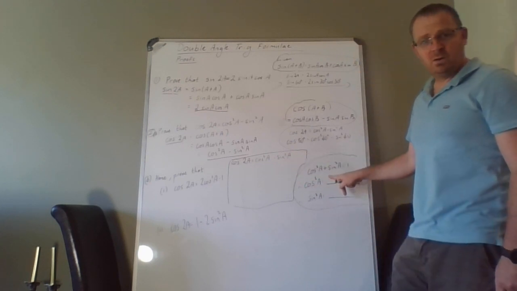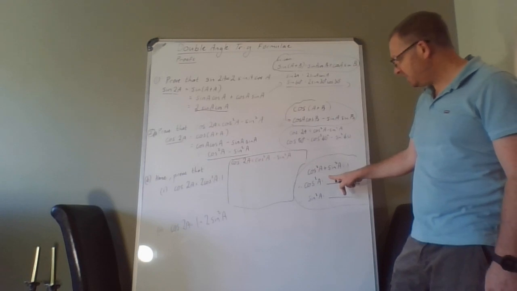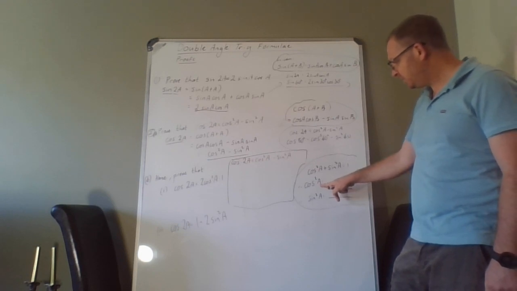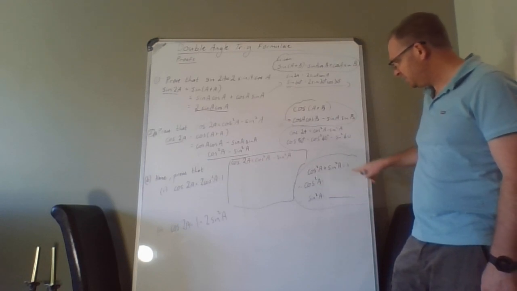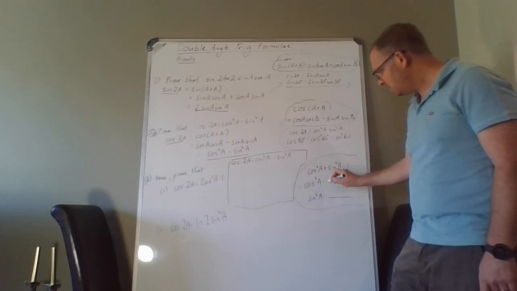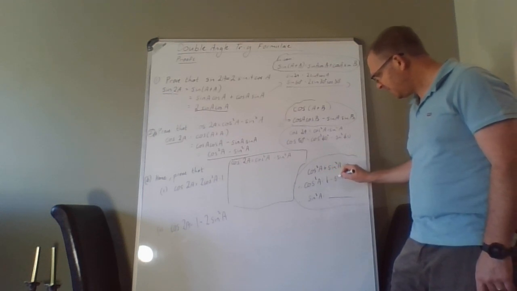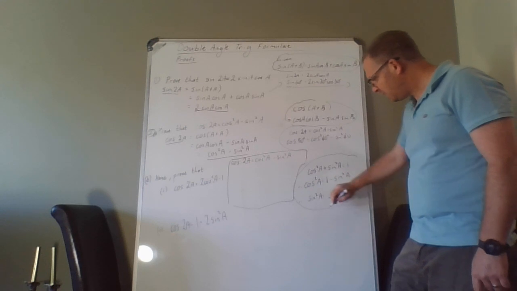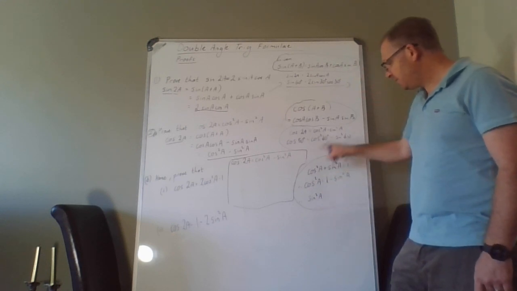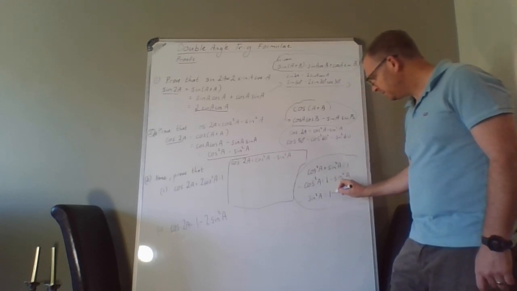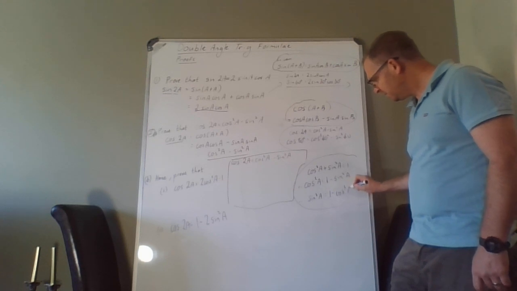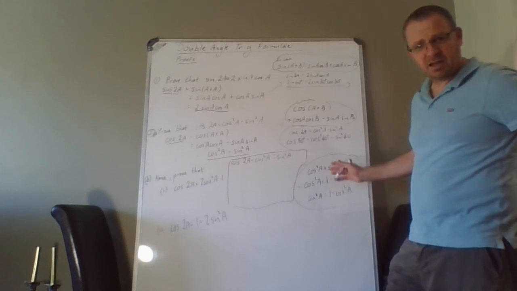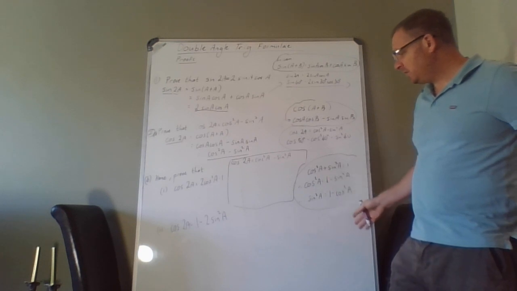Now you should know that cos squared a plus sine squared a is equal to 1. So what's cos squared a going to be if we manipulate that equation? Cos squared a is going to be equal to 1 minus sine squared a. And likewise, sine squared a, if I move that across, is going to be equal to 1 minus cos squared a. Okay, so we're going to use that to help us.